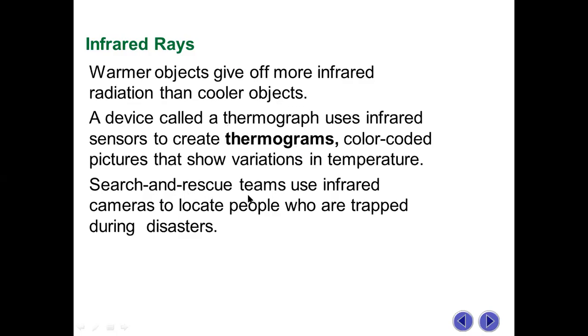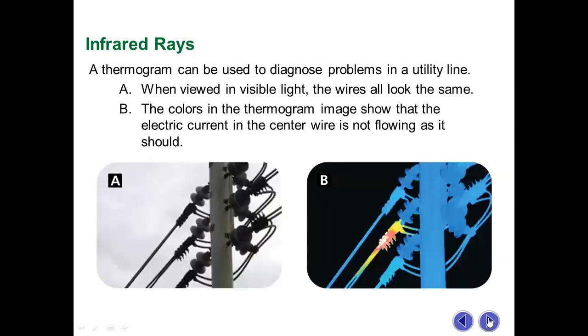Search and rescue teams use infrared cameras to locate people who are trapped during disasters. If there is a disaster and someone is trapped under a building, we cannot see him. So what we can do, using infrared rays and a thermograph, is see the man because he is much hotter than the building itself.